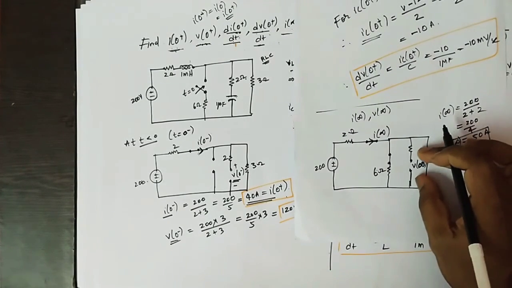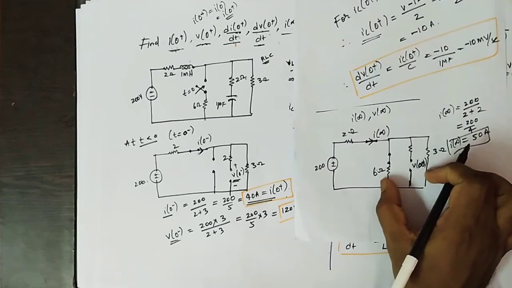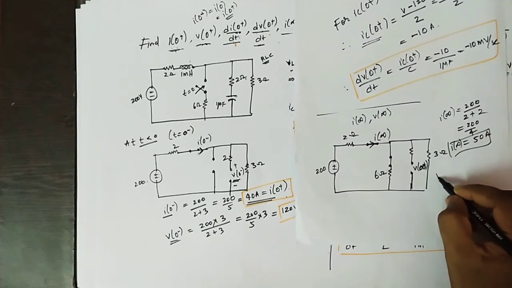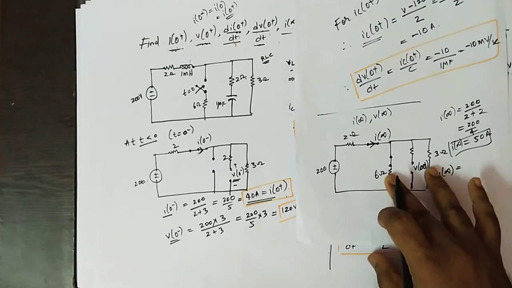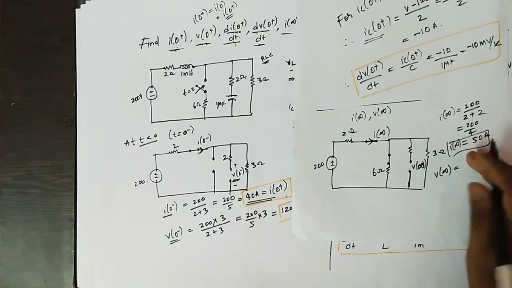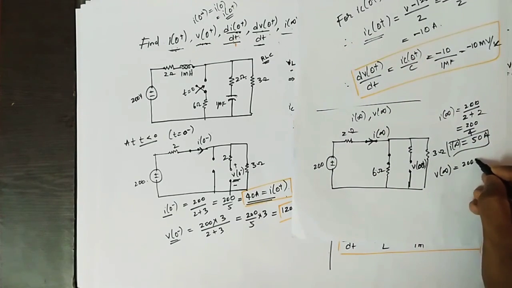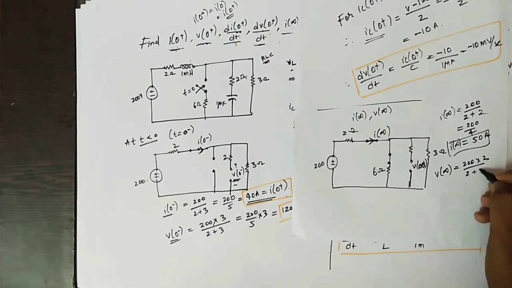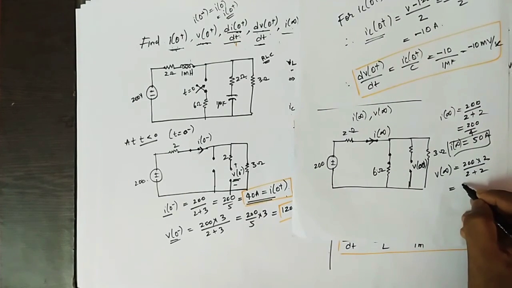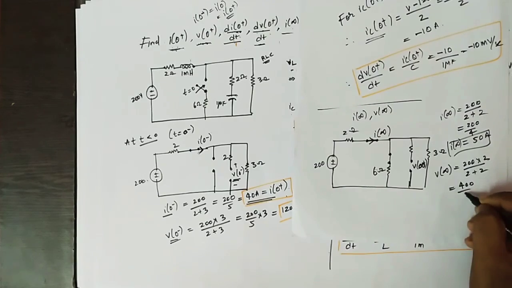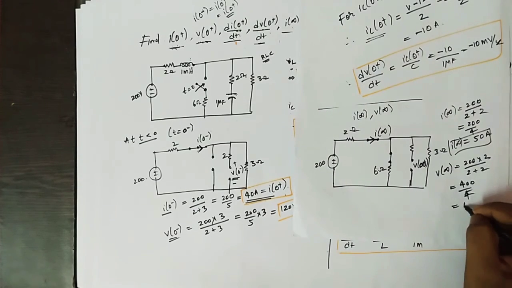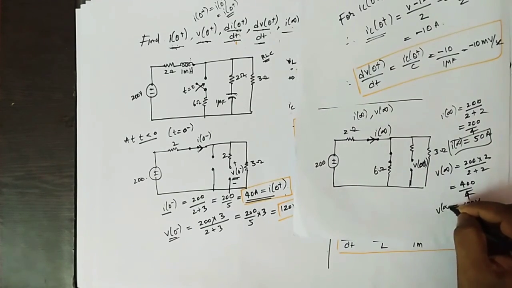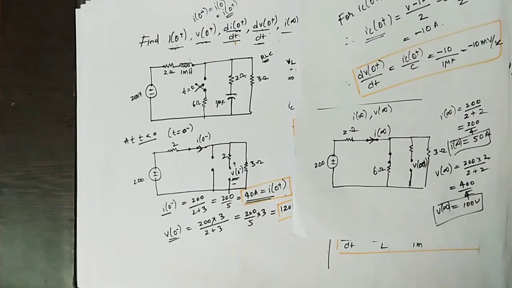Now to find V of infinity, these two terms are in parallel. By voltage division rule, 6 in parallel with 3 will become 2. So V of infinity will become 200 into 2 by 2 plus 2. That is equal to 400 by 5. This is approximately 400 by 4, so we will have 100 volts. So this is the entire sum you need to get.